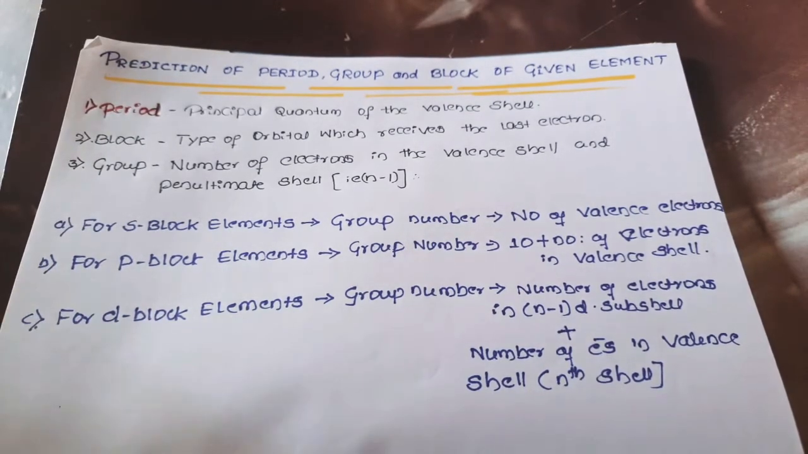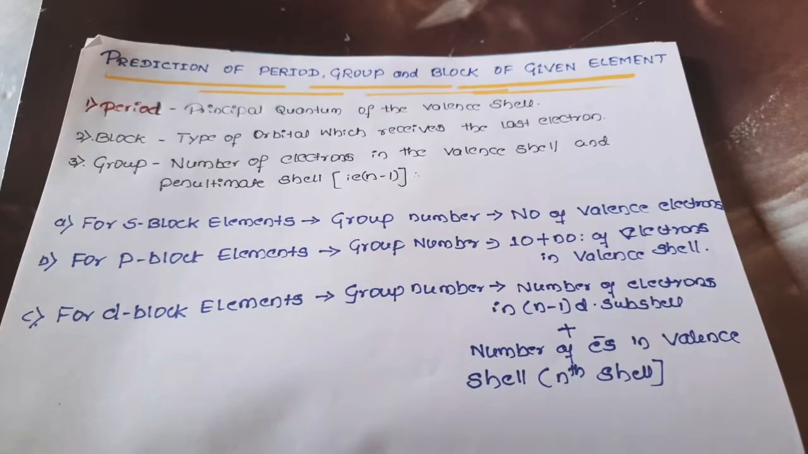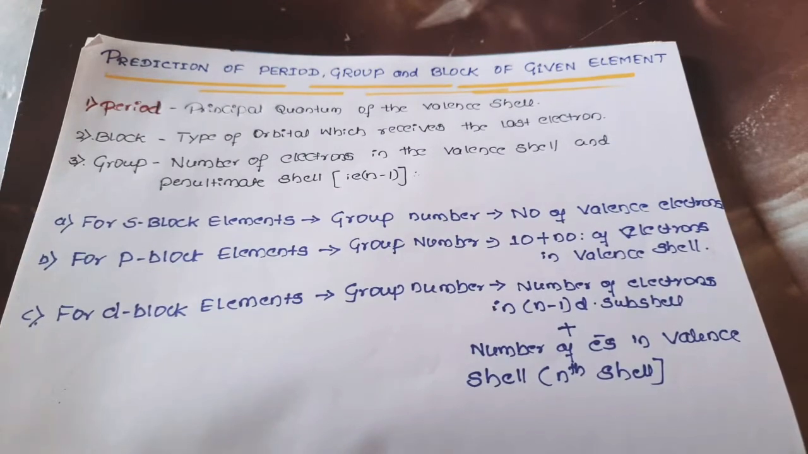Here comes one of the tricks or methods to find out the period, group and the block of a given element. One or the other question will definitely appear in your competitive exams, like CET, NEET, to find out the period, group and the block of a given element. They're going to give you the electronic configuration and tell you to find out which group, which period and which block the given element belongs to.